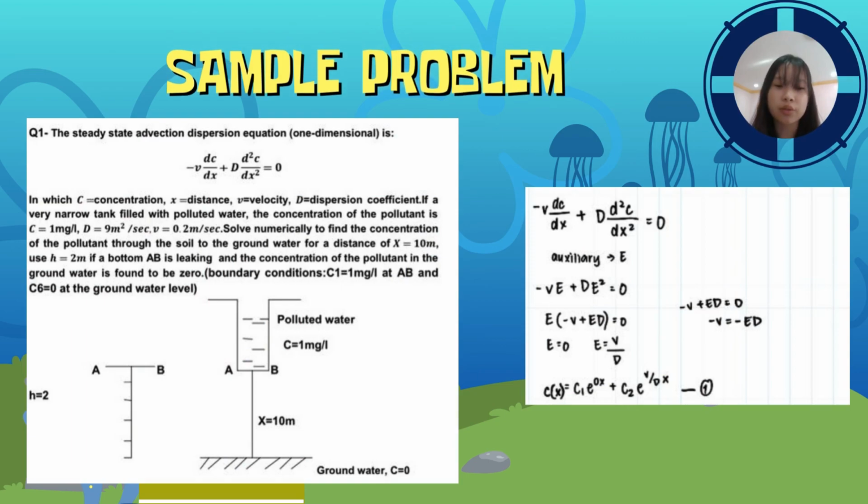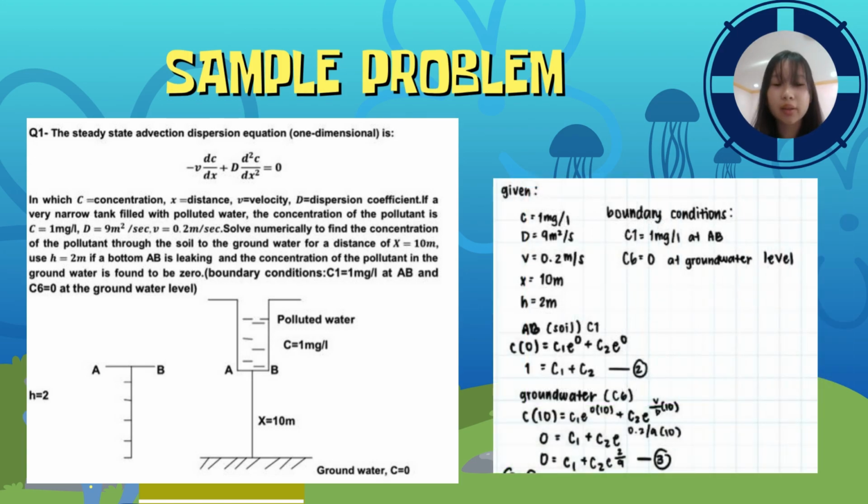In our solution, the first step is to find the auxiliary equation of the given advection-dispersion equation. Thus, it becomes negative VE plus DE raised to 2 equals 0. Then we factor out E and solve for it, finding our first equation, which is C sub 1 e raised to 0 plus C sub 2 e raised to velocity divided by dispersion coefficients times x.